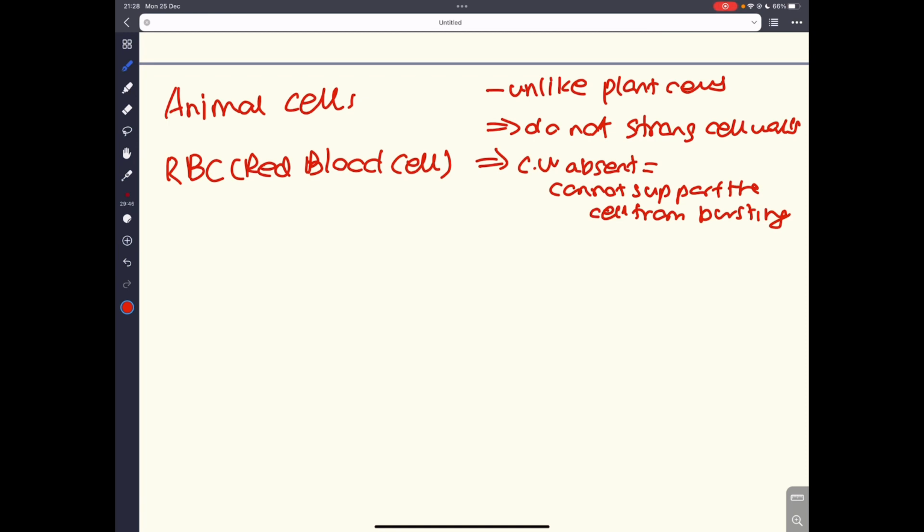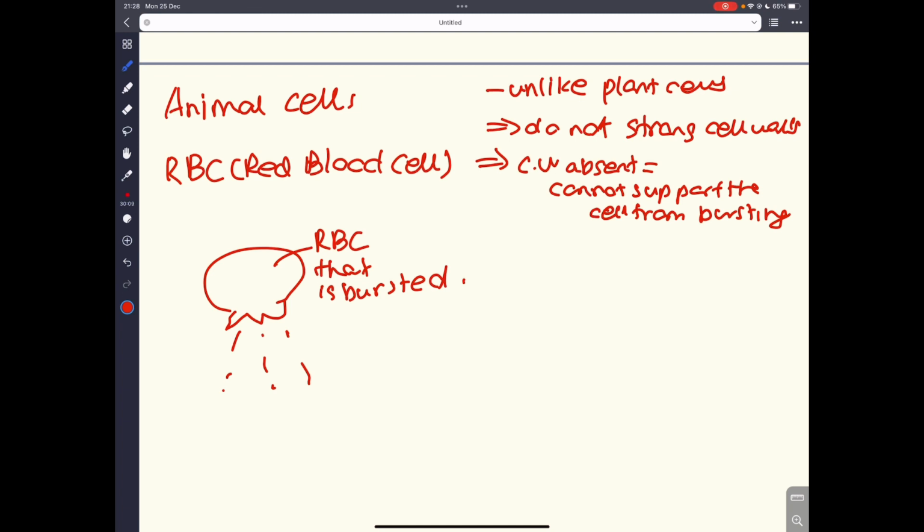So red blood cells, I'll draw it like this. If you put it inside a really high concentration, it's going to burst out like this. This is a red blood cell that has burst. This happens in a concentrated solution because the water potential in the red blood cell is higher than the water potential outside. Remember, we are using a concentrated solution, so water is going to move from high to low once again by osmosis, and the red blood cell bursts.